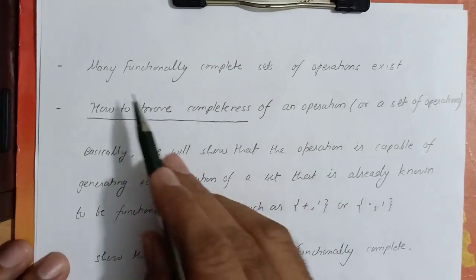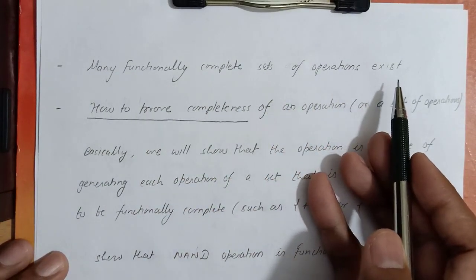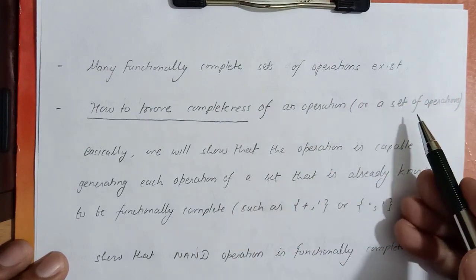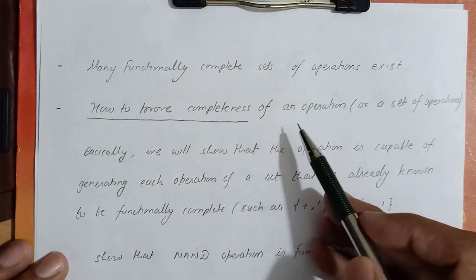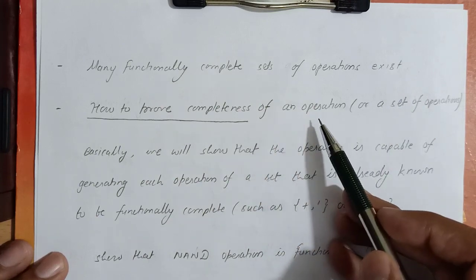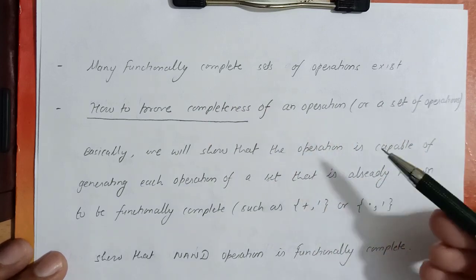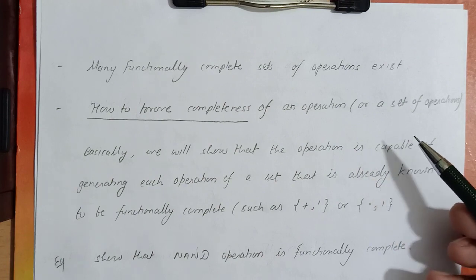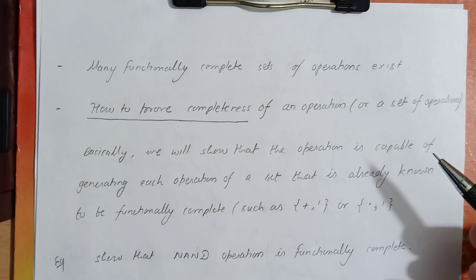So basically there are many functionally complete sets of operations that exist in the literature. So how can we prove the completeness of an operation or a set of operations, and say that this set of operations or operation is functionally complete?